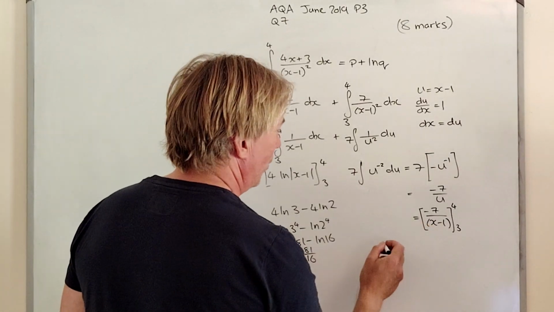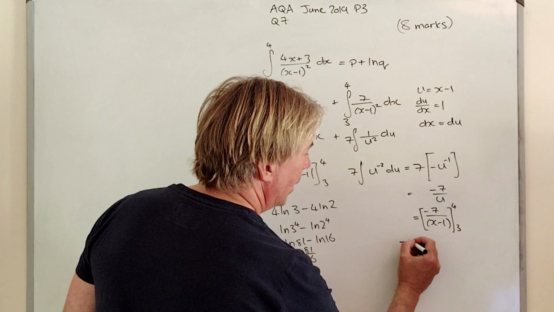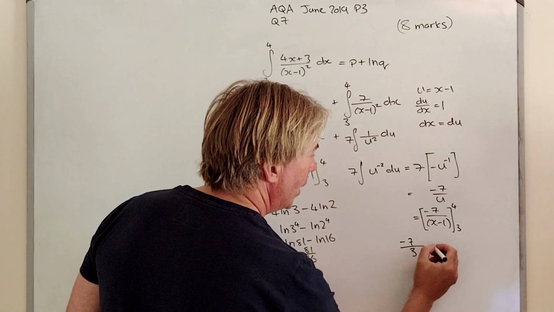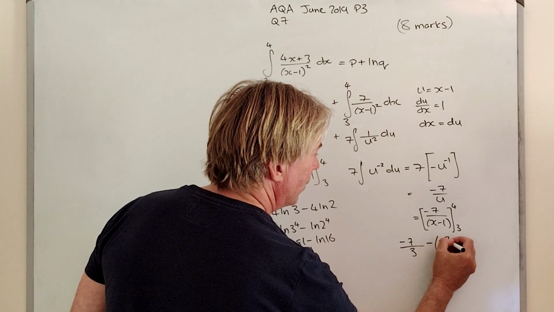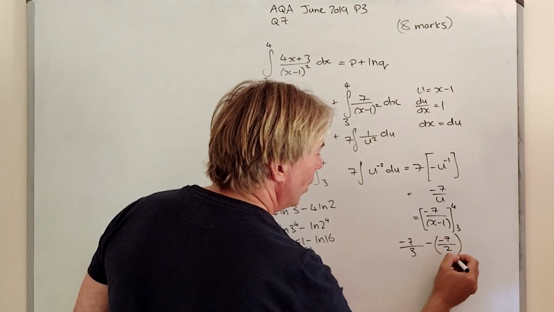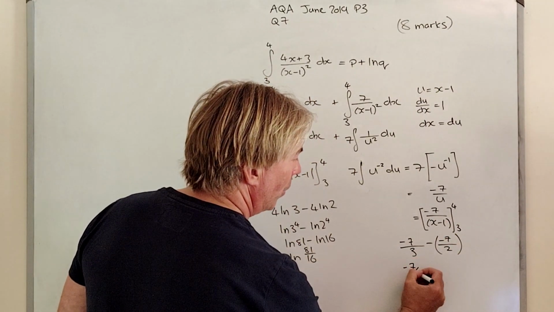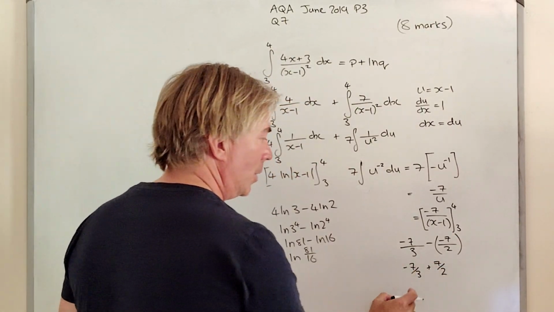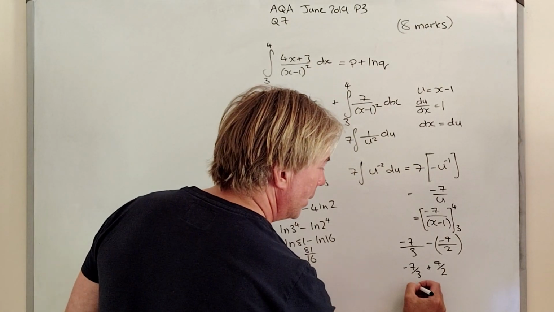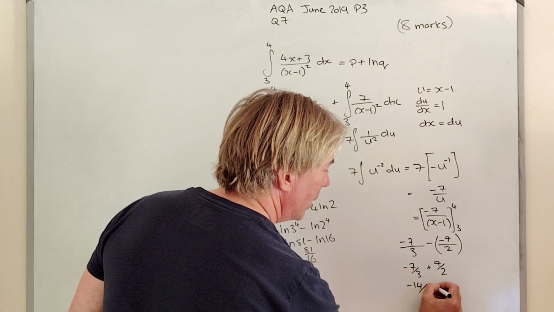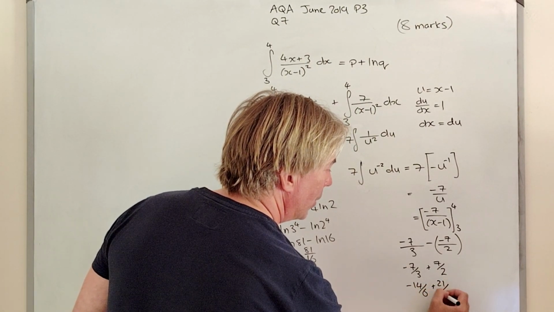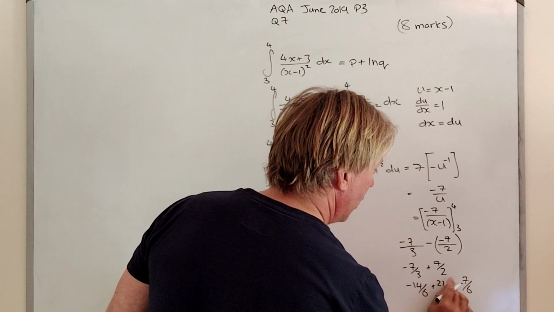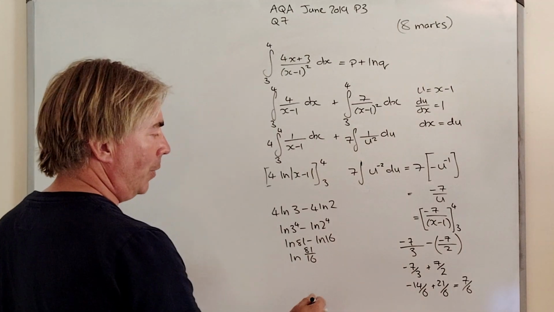And once again, we'll do the same thing with the second part. So we end up with −7 over (4 − 1), which is 3, and then subtract −7 over (3 − 1), which is 2. So it's going to be −7/3 plus 7/2. They're going to be in sixths, so multiply top and bottom, I get negative 14/6 plus 21/6, making 7/6. So we can combine those two.